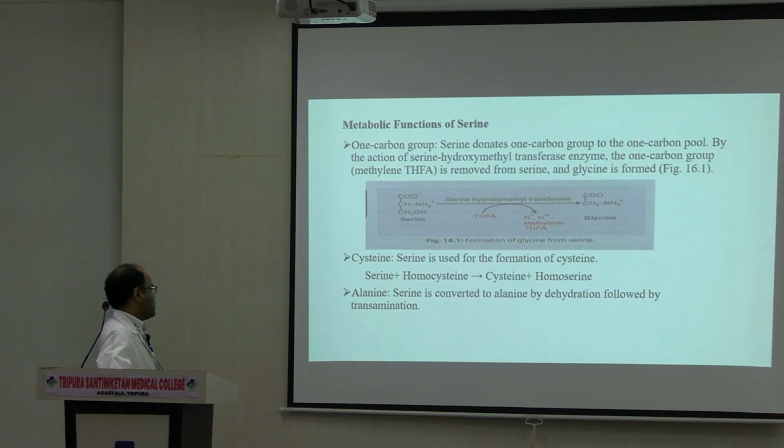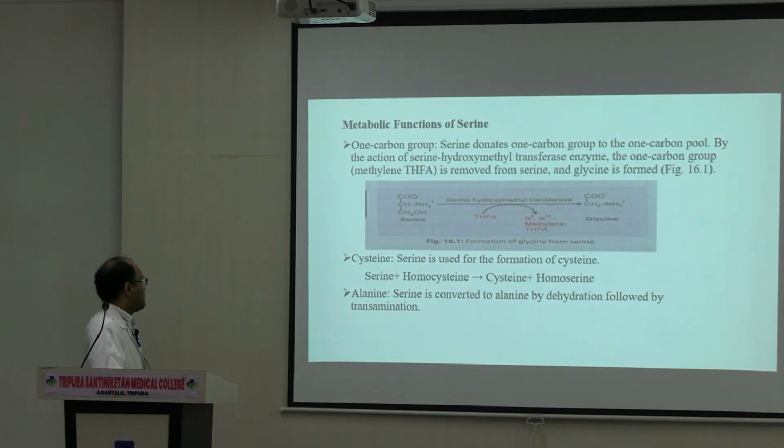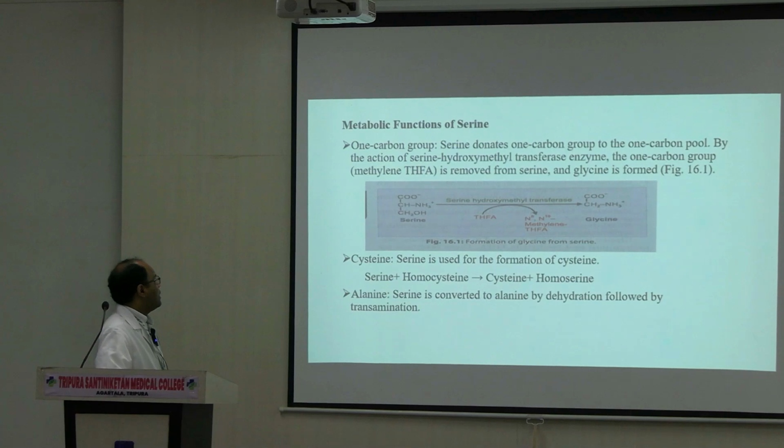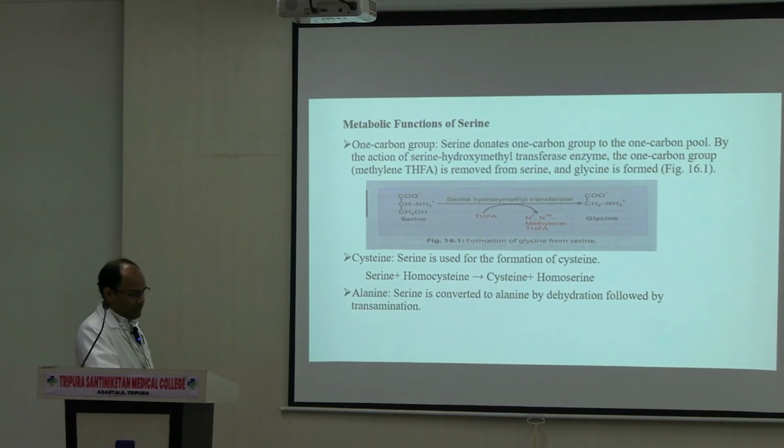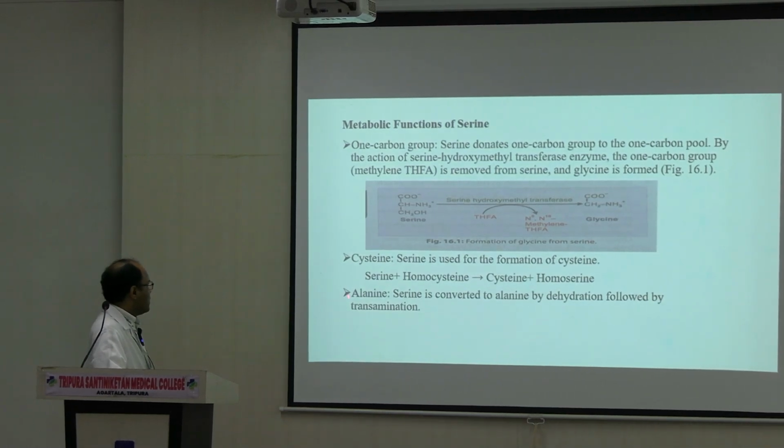Third is alanine formation. Serine is converted to alanine by dehydration followed by transamination. This is the third metabolic function of serine. First is donation of one carbon group, second is cysteine formation, third is alanine formation.